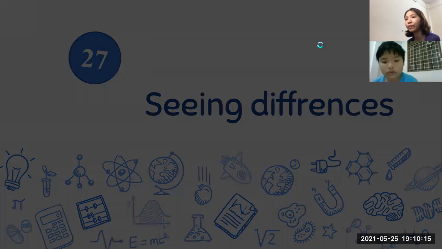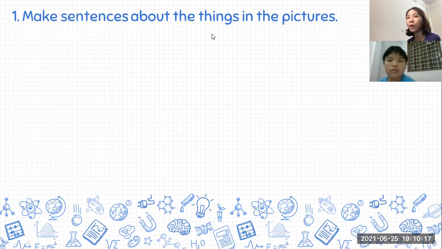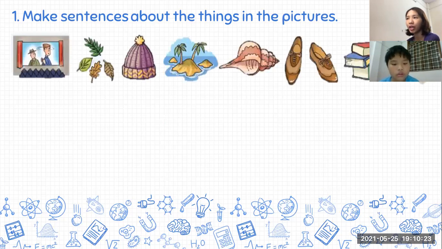Okay, here. Look at this one. You have to make sentences about the things in the picture. What can you see in this picture, Hong? The first one is a cinema. It's the cinema. How about number two? Number two is the leaf. Leaf. Okay.